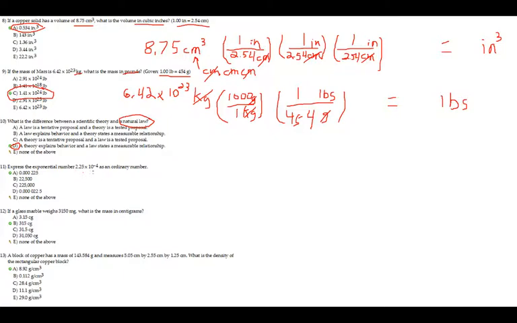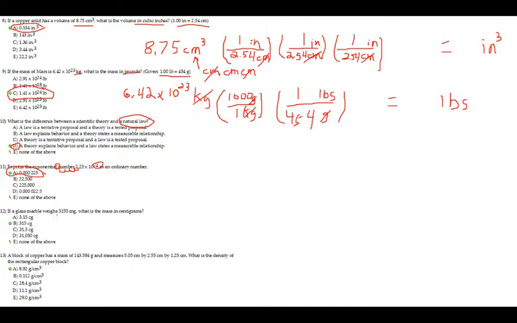11, scientific notation. This -4 suggests we need to move this decimal 4 places to the left. And so we wind up with 0.000225. That should be A.